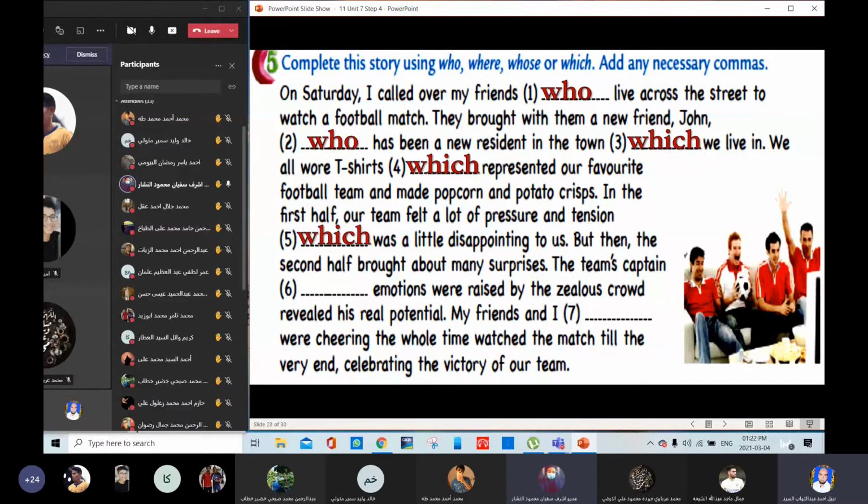Yes, thank you. Let's see, Hazim. It was a little disappointing to us, but then the second half brought about many surprises. The team's captain's emotions were raised by the zealous crowd. Whose. You have here a noun and a noun, so this is whose. Thank you.